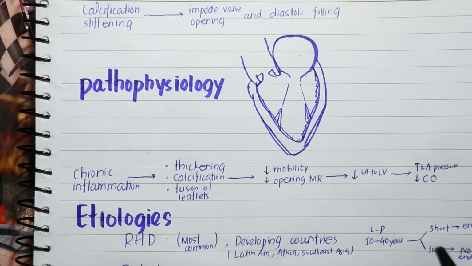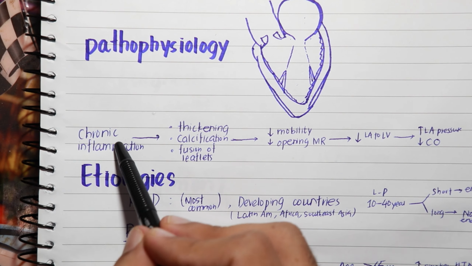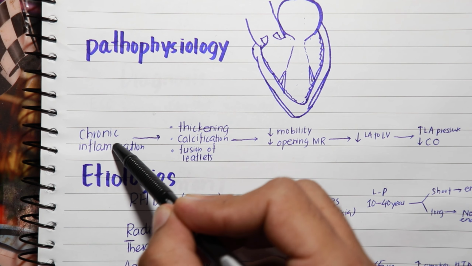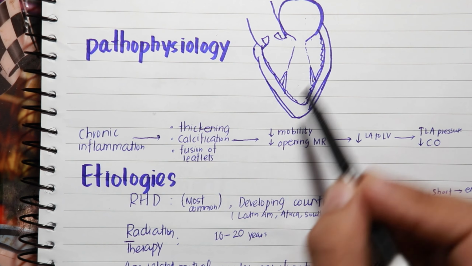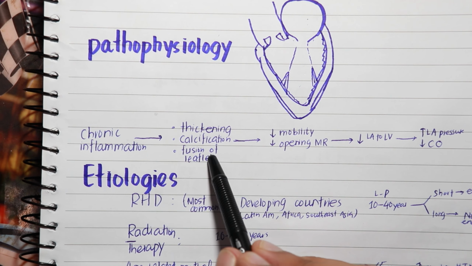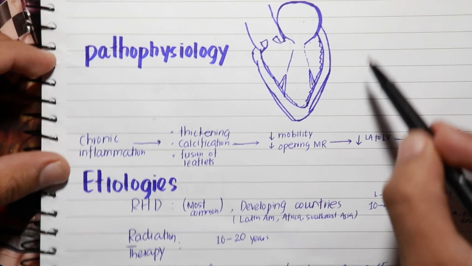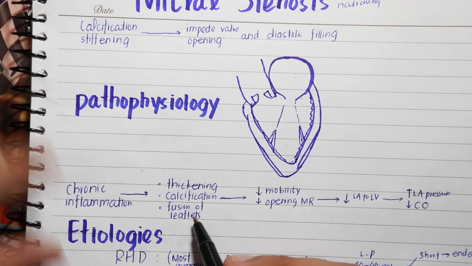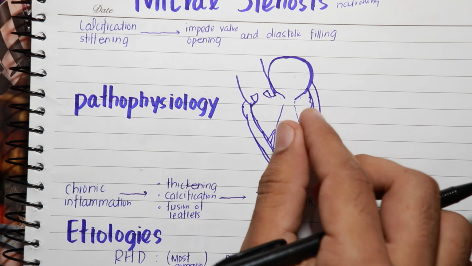Now pathophysiology. First, there would be chronic inflammation. The chronic inflammation is due to any cause, like the patient being a chronic smoker or having rheumatic heart disease. So chronic inflammation of this valve causes thickening, calcification and fusion of the leaflets. These are the leaflets, they become thickened, like their thickness is increased, with calcification and fusion. These two leaflets fuse together.